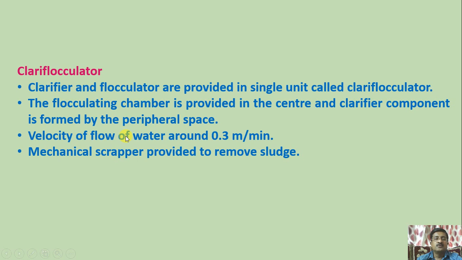So let's discuss the clariflocculator now. Clarifier and flocculator are provided in a single unit. Those are called a clariflocculator. The flocculating chamber is provided in the center and the clarifier component is formed by the peripheral space. Velocity of flow of water is around 0.3 to 3 meter per minute. A mechanical scraper is provided to remove the sludge.